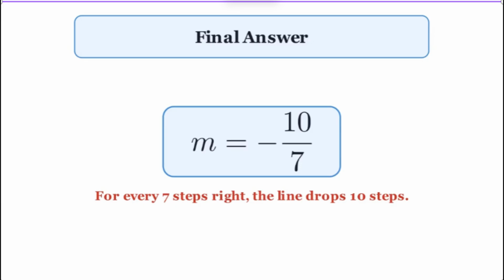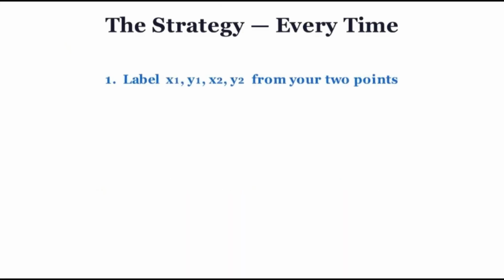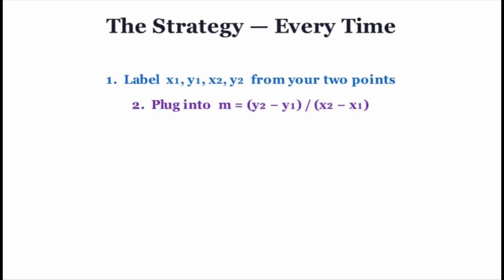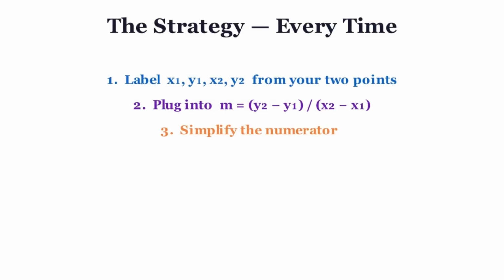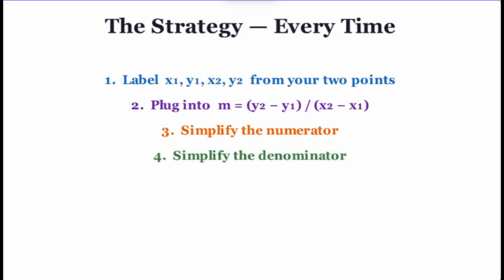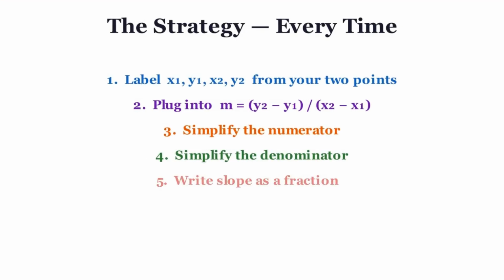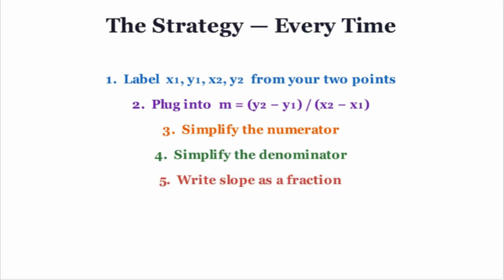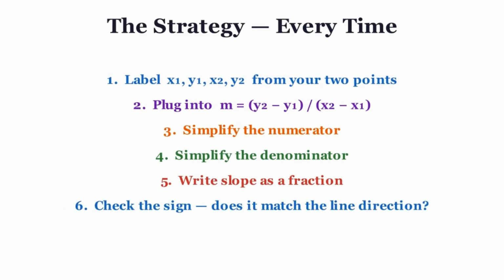as you are consistent. The strategy. Step 1, label x1, y1, x2, y2 from your 2 points. Step 2, plug into m equals y2 minus y1 over x2 minus x1. Step 3, simplify the numerator. Step 4, simplify the denominator. Step 5, write the slope as a fraction. Step 6, check the sign. Negative slope means the line goes down.